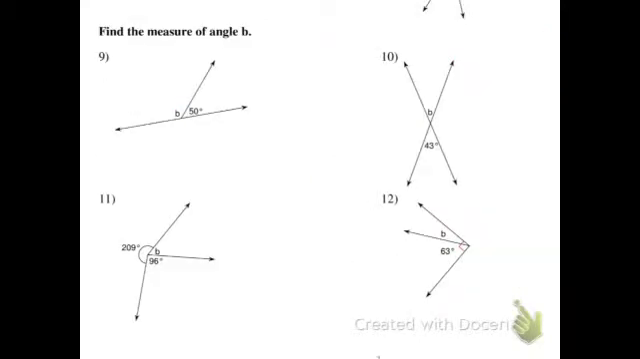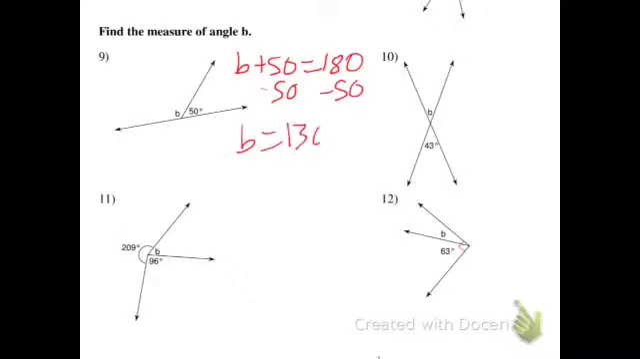Moving on to the next section here, we have to figure out what the missing angle is. Notice how B and this 50 angle make a linear pair. So B plus 50 would have to equal 180. If you don't know what B is right now, you can just subtract 50 from both sides. You'll get B being 130 degrees. On 10, notice how these are vertical angles. They're opposite sides of two intersecting lines or line segments. And so B is 43 degrees.